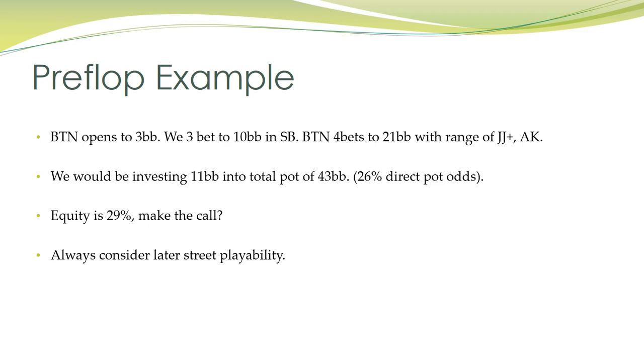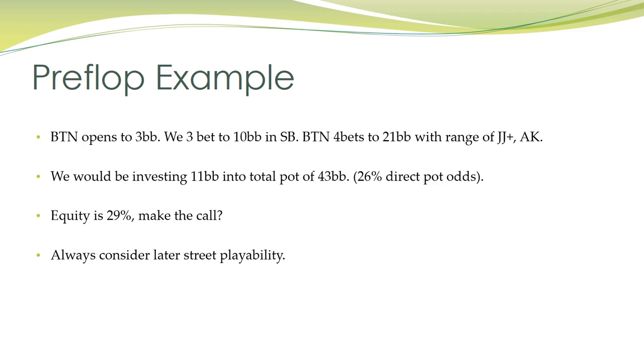So we're out of position here. We have something like Queen-King suited. Our opponent's range is Jacks plus and Ace-King. We're going to have to play this hand out of position post flop in a 4-bet pot. So just think about that range for a minute, Jacks plus and Ace-King. What are your thoughts on how Queen-King suited is going to play post flop against that range? Well, to me it looks like a hand that's going to play very, very badly.